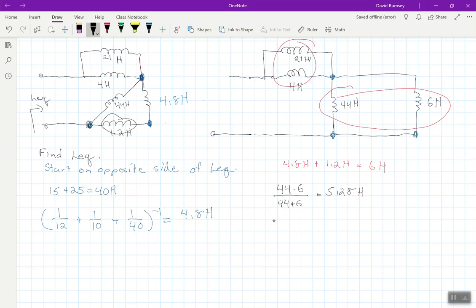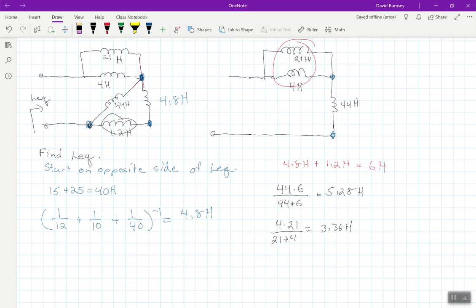And then the other one, which is 4 henry, so it'd be 4 times 21 over 4 plus 21, or I wrote it backwards here, which again, punching that into my calculator, I get 3.36 henrys. Now, if I redraw my circuit just a tiny bit, I'll erase these here, because now this inductor is a 5.28 henry inductor. And if I look at the top of the circuit, this is not a 4 henry inductor, this is a 3.36 henry inductor. And now these are in series, and inductances in series add.